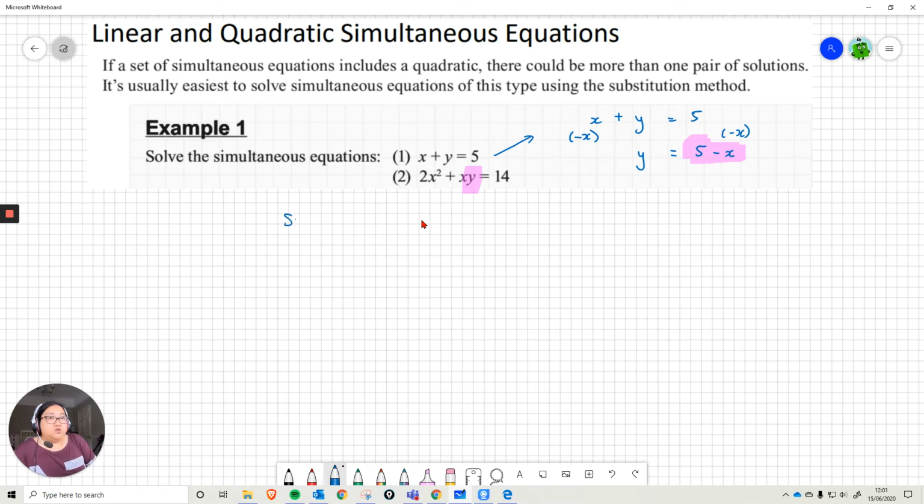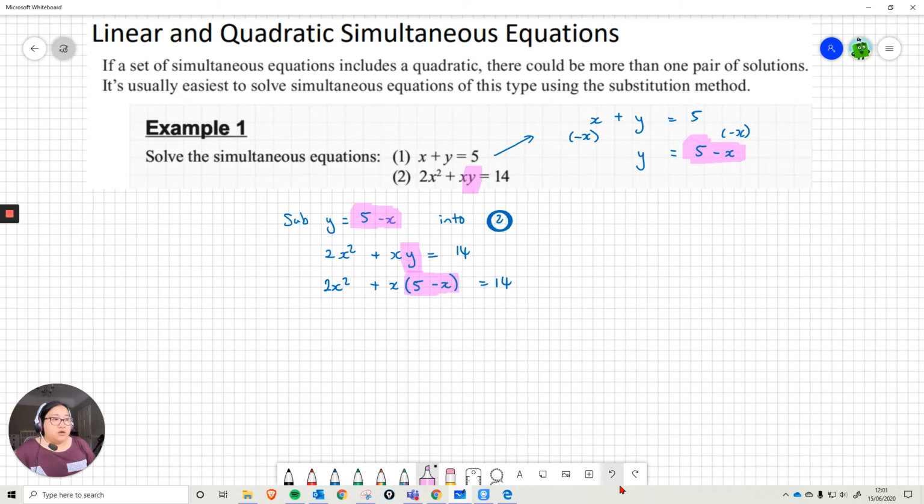Now we're going to substitute. I'm going to substitute y equals 5 minus x into the second equation. So I've got 2x squared plus xy equals 14, and I'm going to substitute that in. So 2x squared plus x times (5 minus x) equals 14. The only thing that's changed is this y, because I'm replacing it with this 5 minus x, and that's what I've done here.